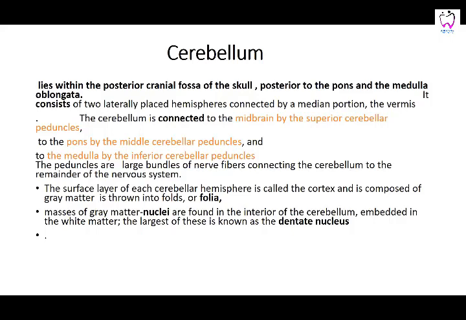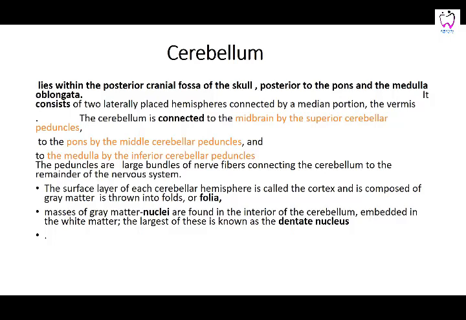That is, they are tracts. So these are small tracts which connect the cerebellum to the different parts of the brain. That is, the midbrain by the superior cerebellar peduncle. A peduncle is nothing but a group of white matter fibers bringing and taking information to and fro from the different nuclei. Then there is the middle cerebellar peduncle. They link the cerebellum to the pons, and then to the medulla by the inferior cerebellar peduncles. These are large bundles of nerve fibers connecting the cerebellum to the rest of the brain.